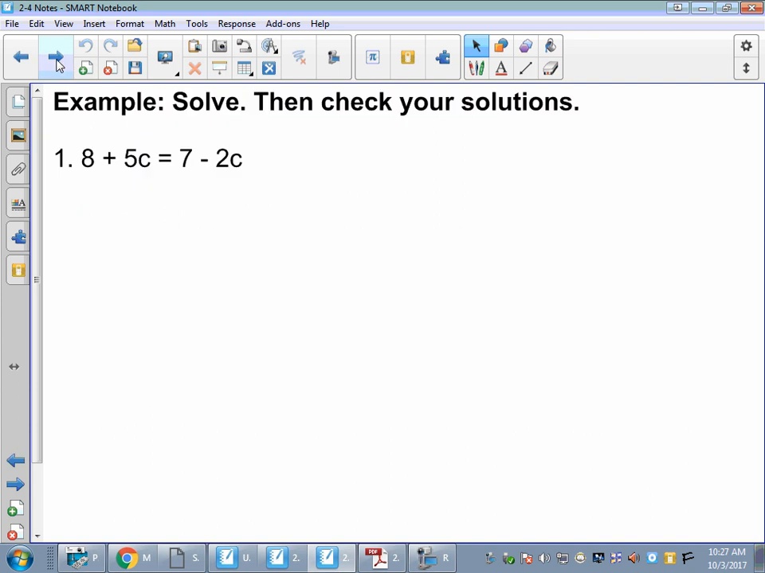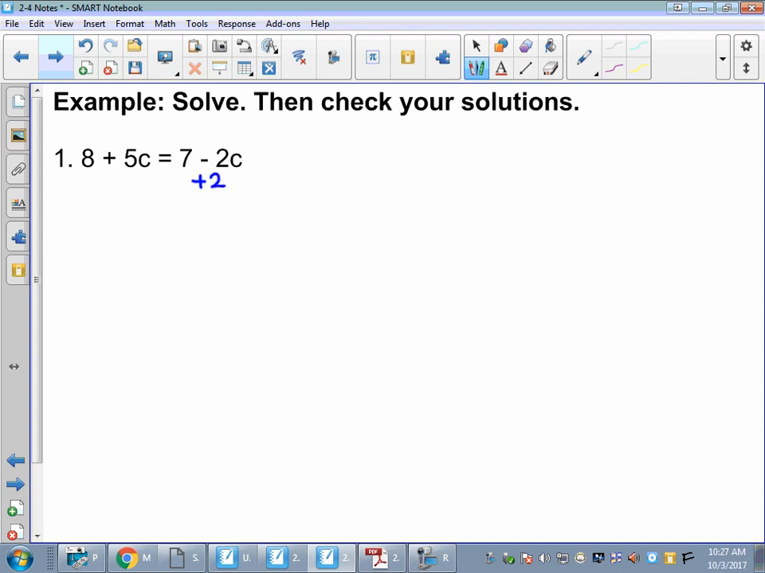If you look at this first example, you can see that the variable c is on both sides. So we have to decide which side do I want my variable on and which side do I want my numbers on. I typically try to have a positive variable or move it to the left. In this case, it works for both. I want this negative 2c to go over with the positive 5c.